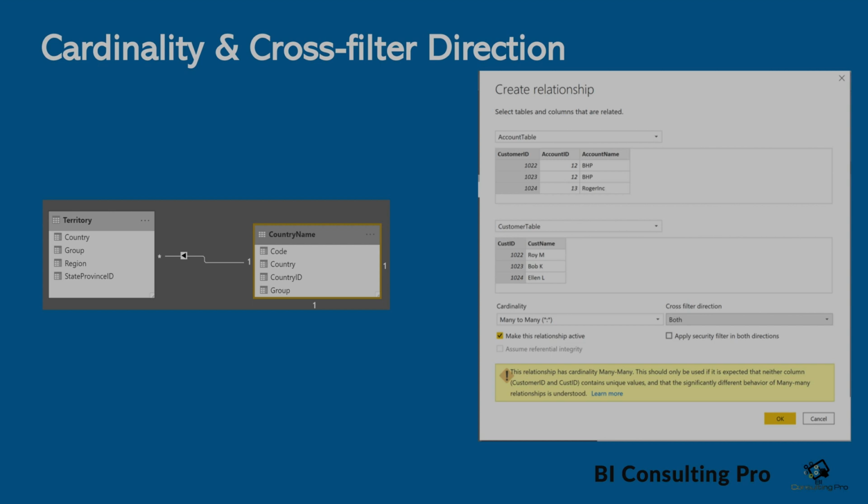Please, I suggest you do not turn on the cross-filtering direction to both until you are 101% sure that you need it. In many cases we do need it, for example, applying row-level security and so on.